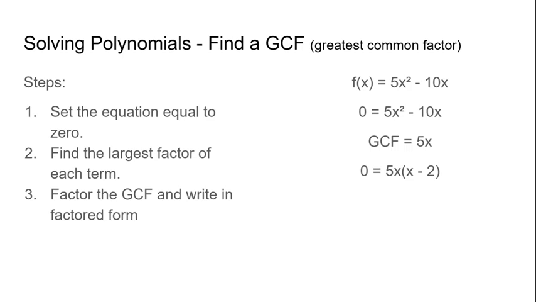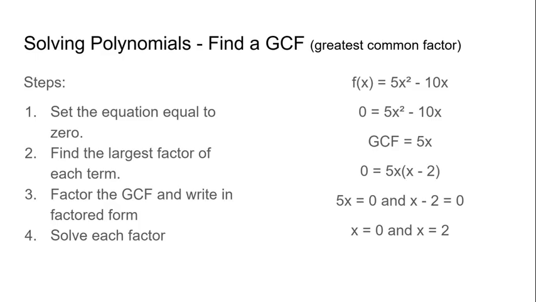Something written in factored form can then be solved by setting each piece equal to 0 and solving. In this case, to get rid of the 5, which is being multiplied by x, I'm going to divide both sides by 5, and to get rid of the -2, I'm going to add 2 to both sides, giving me 0 and 2 as my solutions.